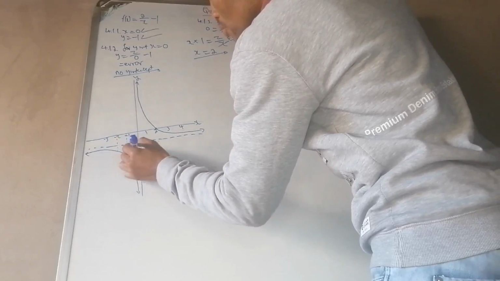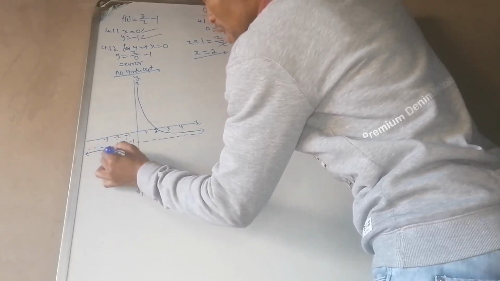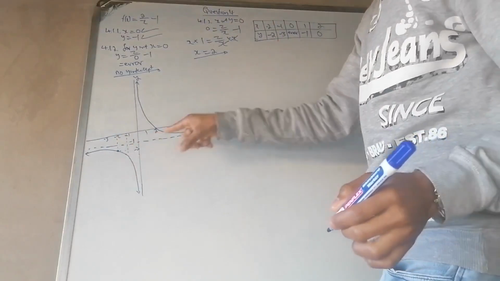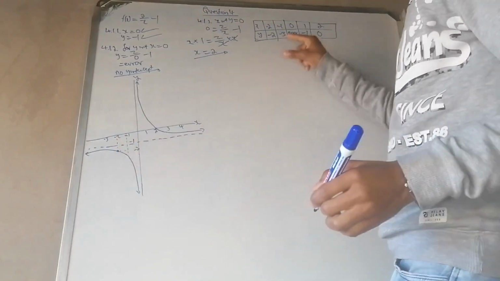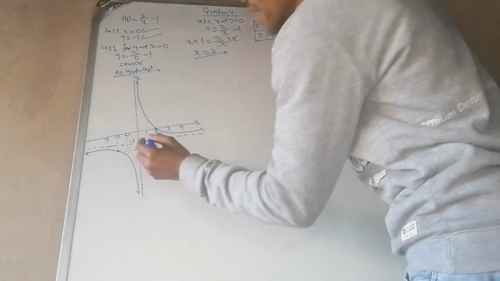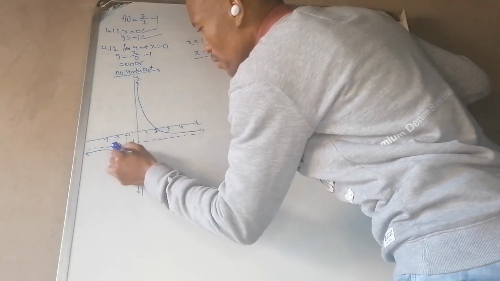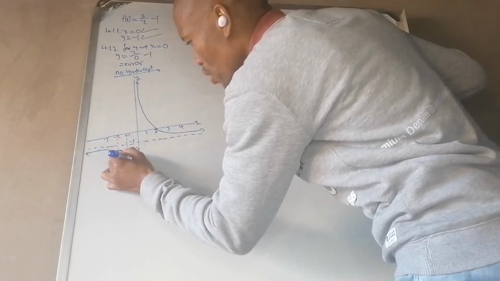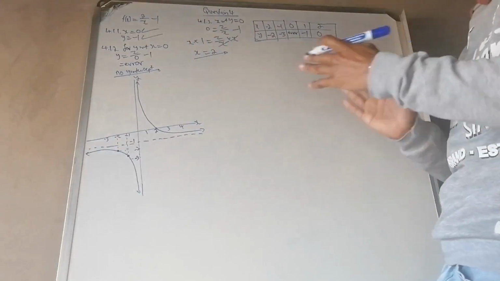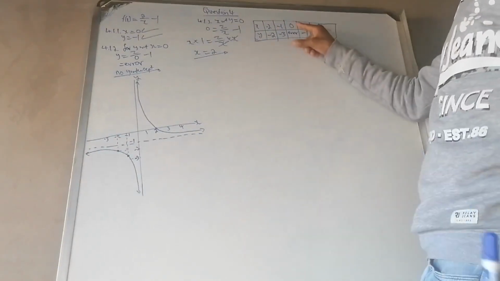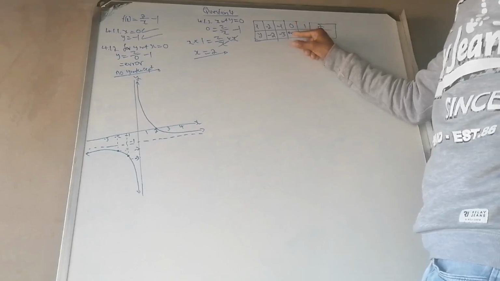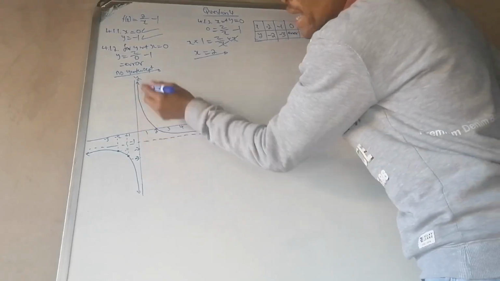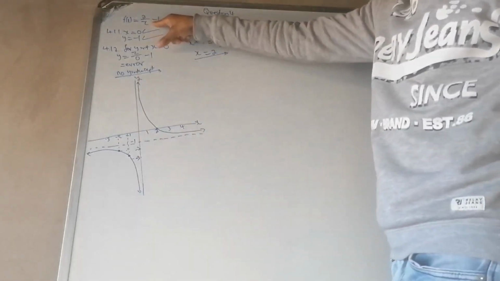This is a point that must lie here. Where x is minus 2, y is minus 2. Where x is minus 1, y is minus 3. Remember, those points must lie on that line. Where x is 0, y is an error, because the curve cannot intersect the y-axis. The y-axis becomes your vertical asymptote.